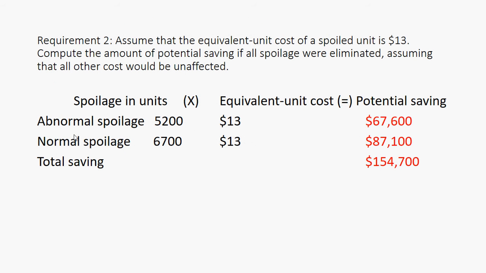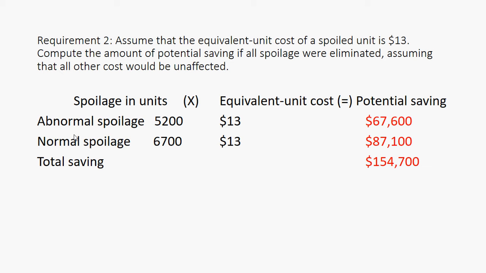Requirement number 2, assume that the equivalent unit cost of a spoil unit is $13. Compute the amount of potential savings if all spoilage were eliminated, assuming that all other costs would be unaffected. To do this, we take spoilage in units multiplied by equivalent unit cost, which gives us potential savings.